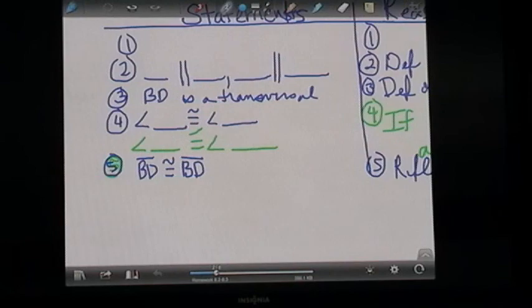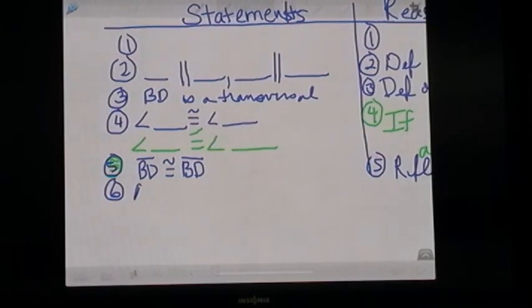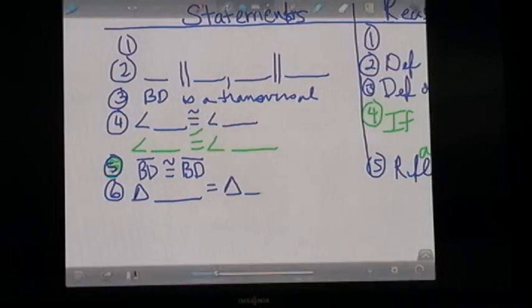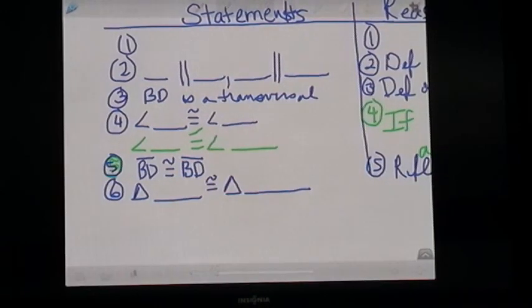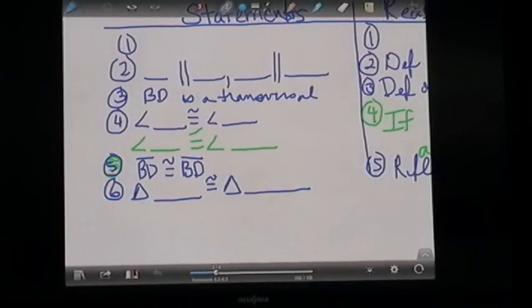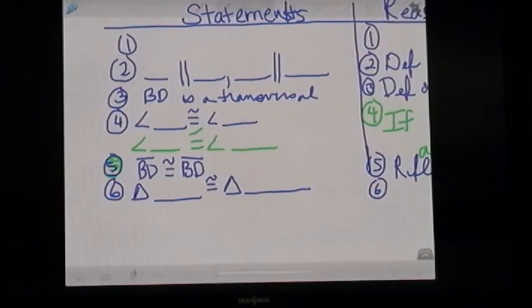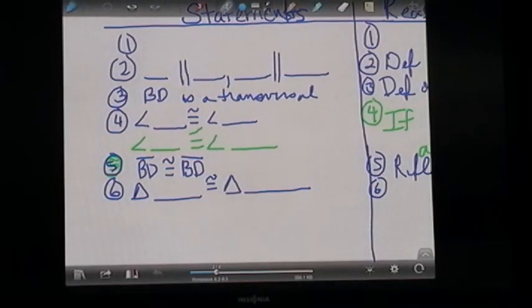Now we have triangles that are congruent, and you're going to say triangle, and you're going to put in what it's called, is congruent to the other triangle. And how do you know that? Three letters. Tell me how you know that.